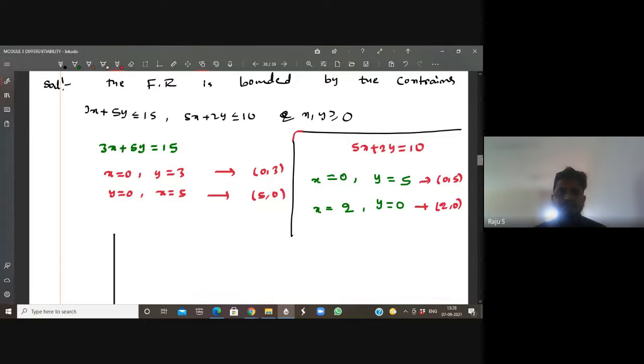Optimum solution means either it is a minimum solution or maximum solution. It is minimized or maximized. Feasible region is always a bounded region. Infeasible region is always unbounded region. Feasible region lies within the corner points. At the corner points only we'll get the maximum value or minimum value.